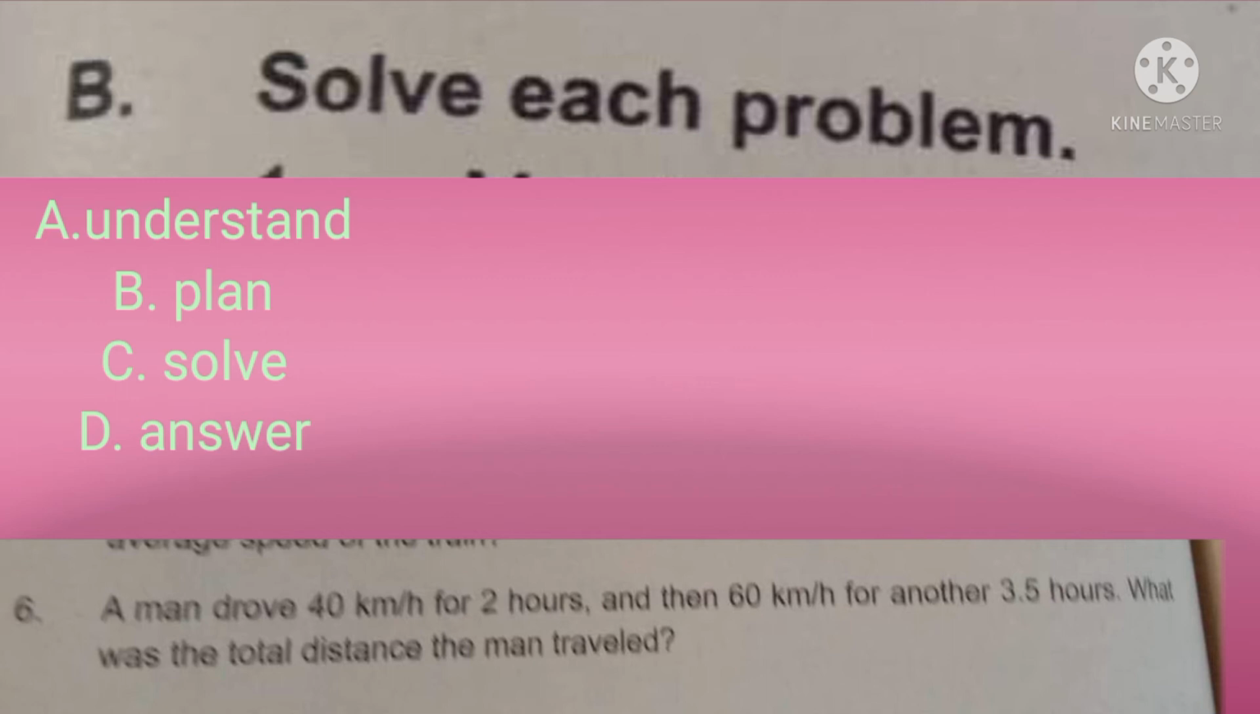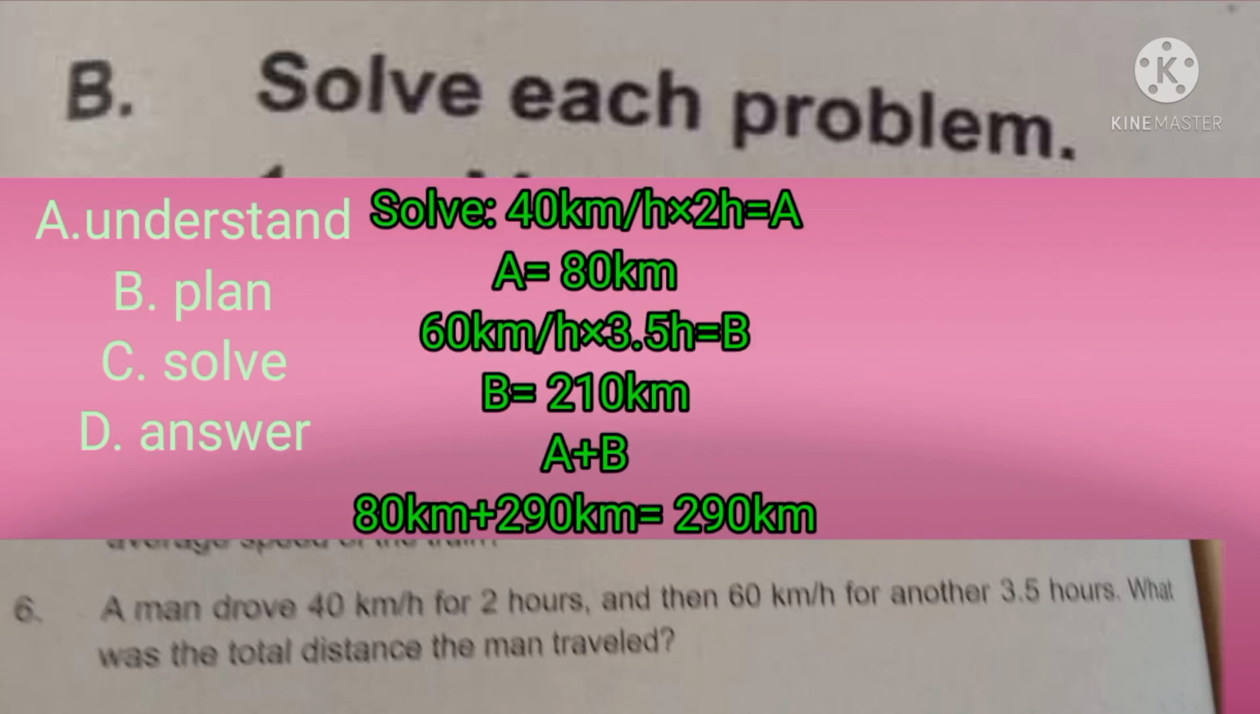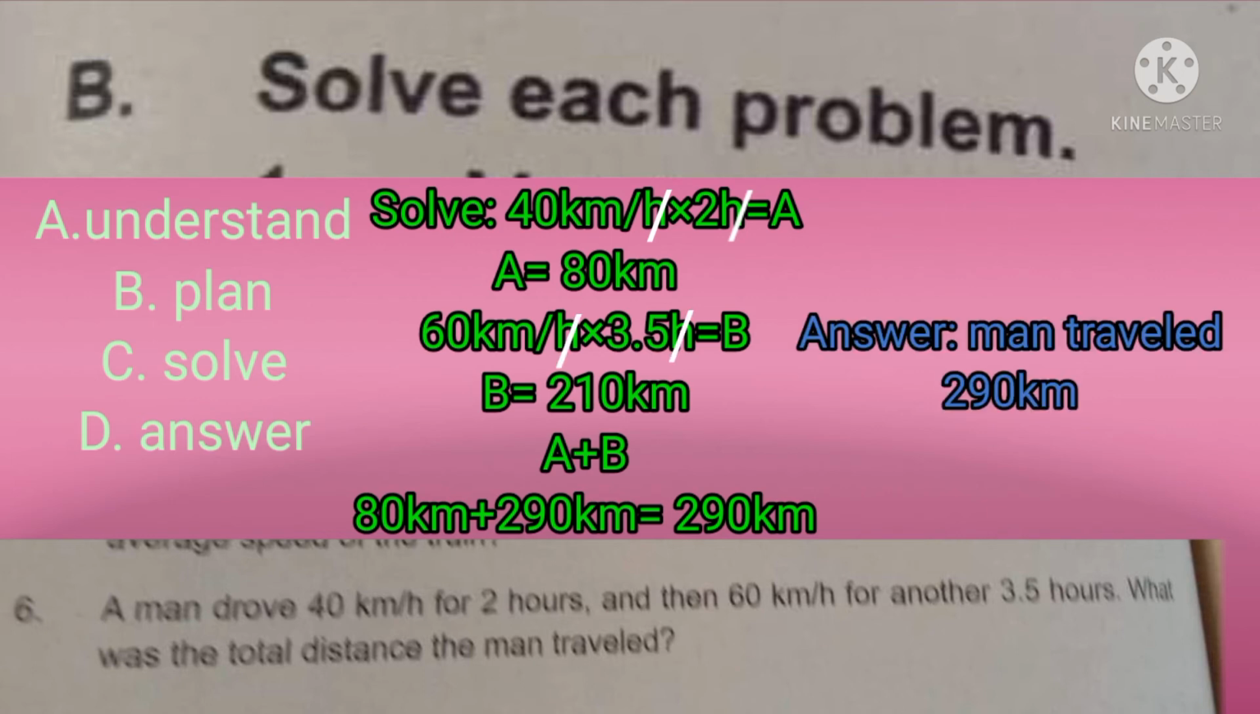Let's plan what operations to use: multiplication and addition. What is the equation? 40 times 2 is equal to A, then 60 times 3.5 is equal to B. To find the answer, let's add A plus B. Let's solve. 40 km per hour times 2 hours is equal to A. A is equal to 80 km. 60 km per hour times 3.5 hours is equal to B. Then B is equal to 210 km. Then add A plus B. 80 km plus 210 km is equal to 290 km. The answer here is the man traveled 290 km.